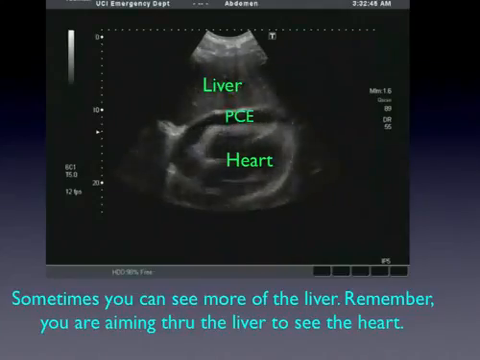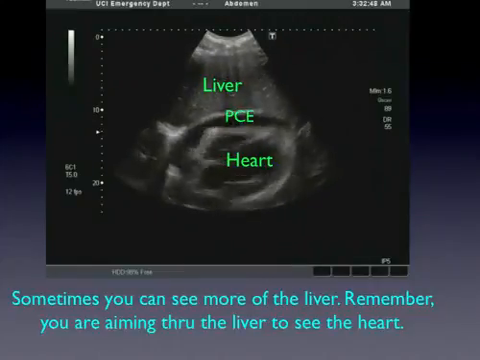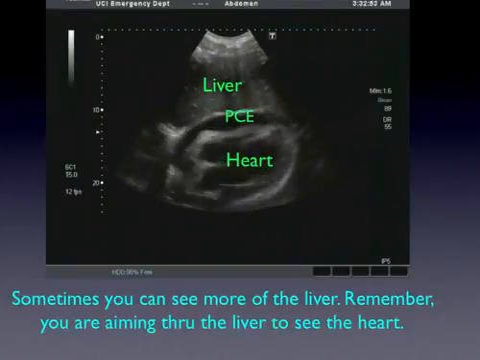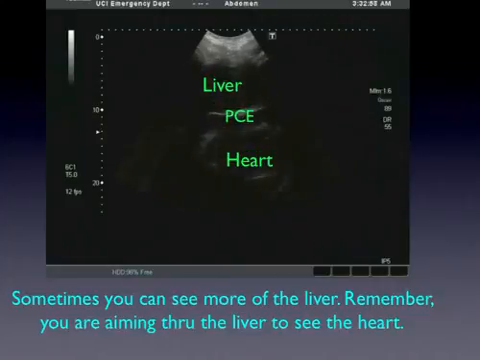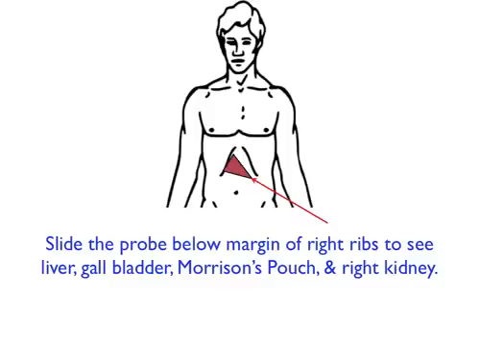And sometimes, as in this image, you can see the liver much more clearly. It's important to remember that in order to see the heart, you are visualizing your image by having the ultrasound go right through the liver. So once we get our location by seeing the heart and the liver, then we slide the probe to the subcostal margin and we can see the rest of the liver, gallbladder, Morrison's pouch, and the right kidney.